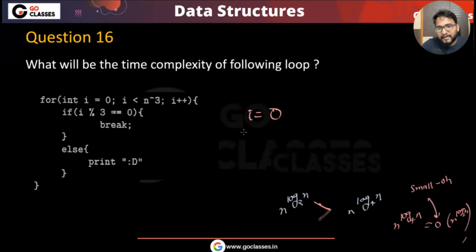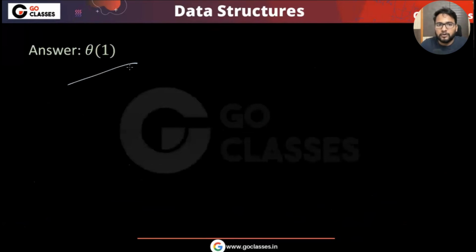Okay. So here at I equal to 0 only you are going to break. So it is just constant time. Because at I equal to 0 only you are going to come out of this loop.